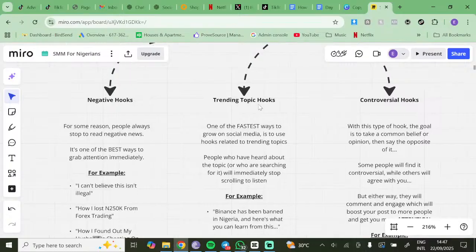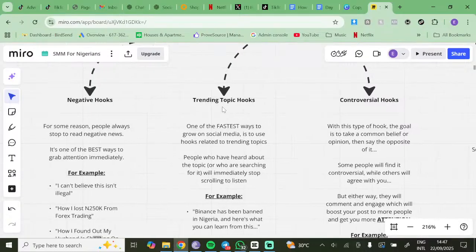Now the second type, which is very, very common and which I use a lot, is trending topic hooks, okay? Now, one of the fastest ways to grow on social media and gain attention very quickly is to use hooks related to trending topics, okay? So people who have heard about the topic or who are searching for it will immediately stop scrolling to listen. I'll give you an example.